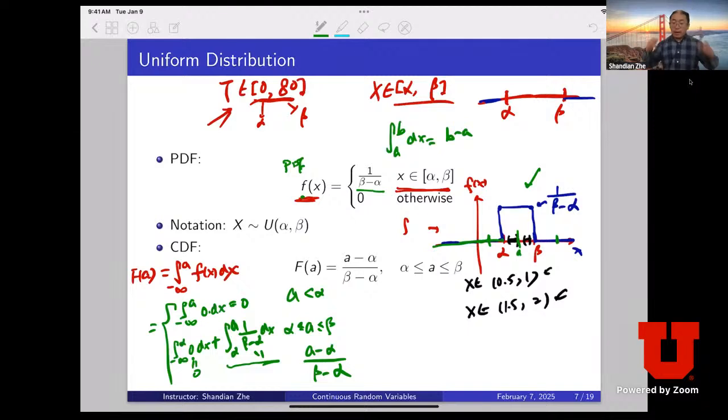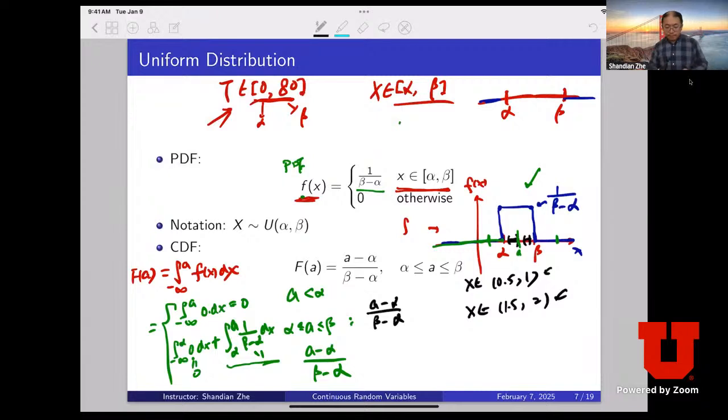Again, if you feel this is a little bit unfamiliar, uncomfortable, or blurred, never mind. Just take a look, or even search on the web. It's just some known results. There's no need to struggle on that. So then we see that in the second case, where a is between alpha and beta, the CDF function is a minus alpha divided by beta minus alpha, right?